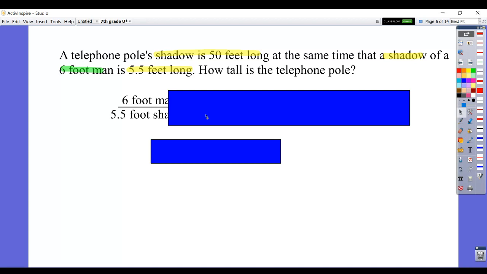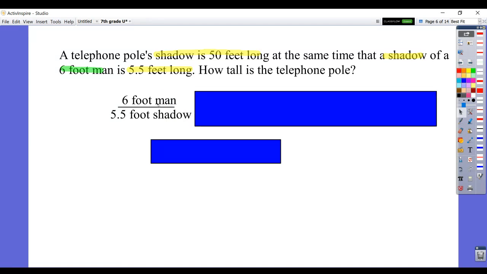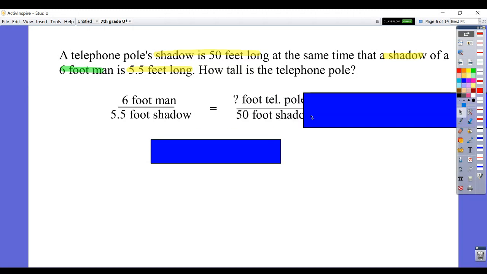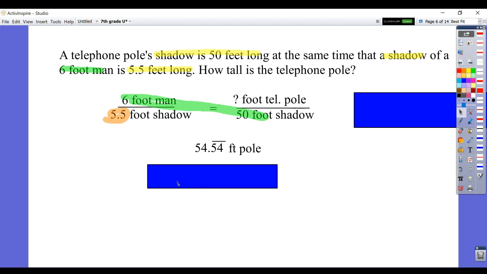So we would say, the 6-foot man is casting a 5.5 foot shadow, and the telephone pole shadow is 50 foot. Again, shadow across from shadow, the height of the man across from the height of the telephone pole. Do your cross product. So again, multiply diagonally the two that you know, and then you're going to divide by the third value. So 6 times 50, get that value and divide by 5.5. And you get 54.54 repeating.